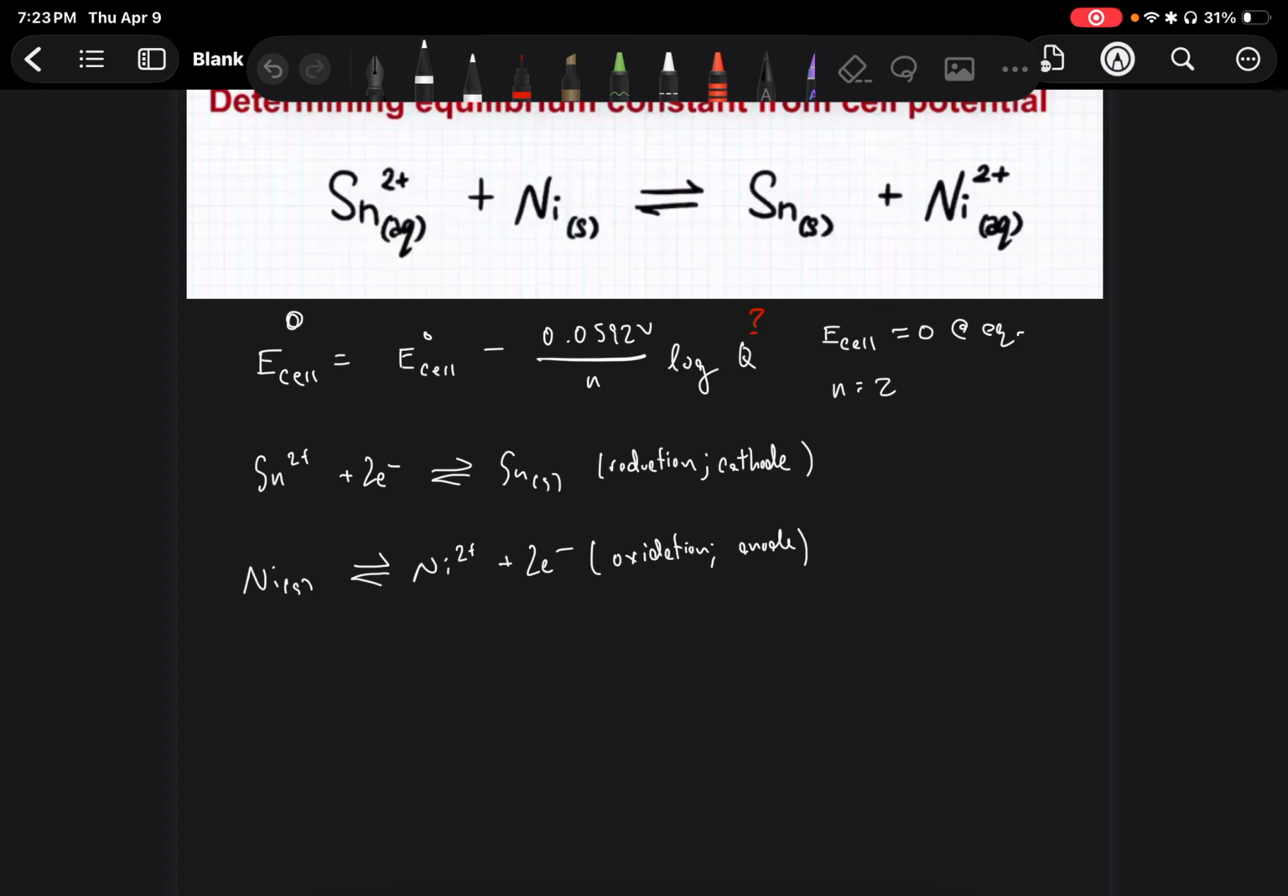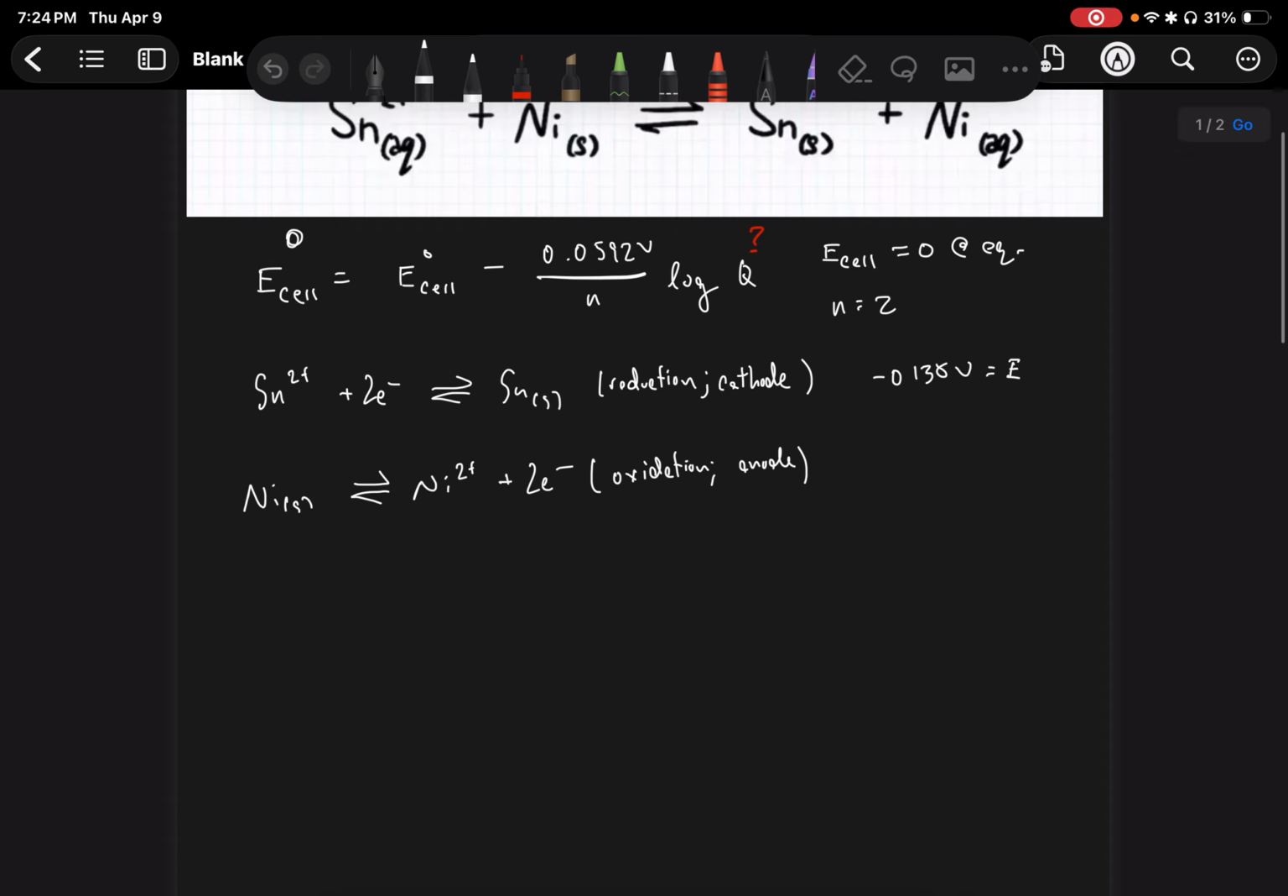Something else I learned is that we just use the reduction potentials when we're using the Nernst equation. So we don't have to flip it, we don't have to manipulate it in any way, we just use that value straight up. So we're going to do that. Sn2+, on the data sheet here, it shows negative 0.138. Okay, negative 0.138 volts. This is going to be equal to E_C.